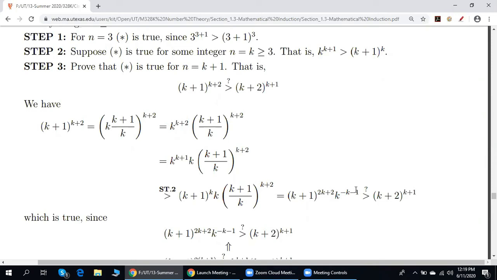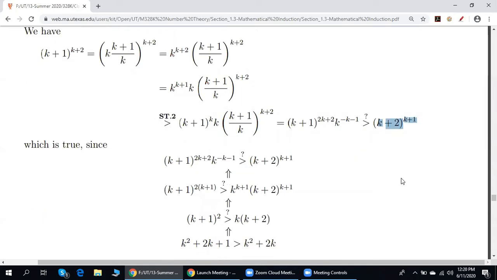Yes, gotcha. Thank you. So, by step 2, the left-hand side, which is over here, is greater than this. But what we need is this. So what is left is to prove that this expression is greater than this expression. How do we prove it? Let us copy it here.